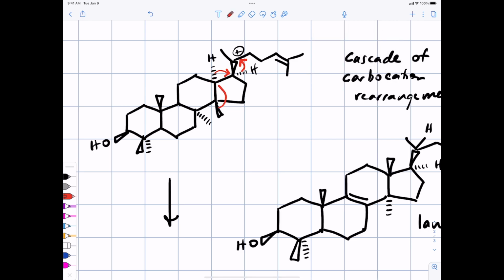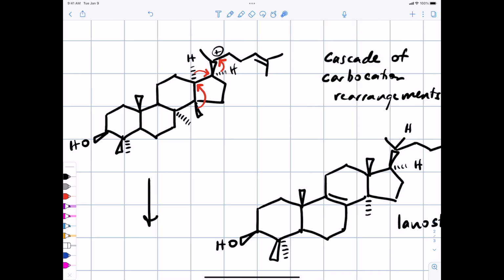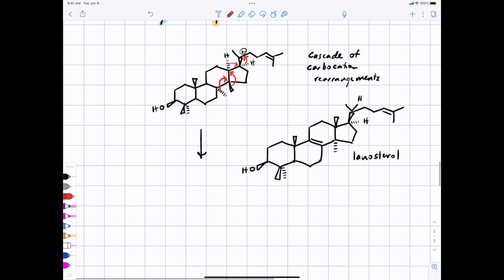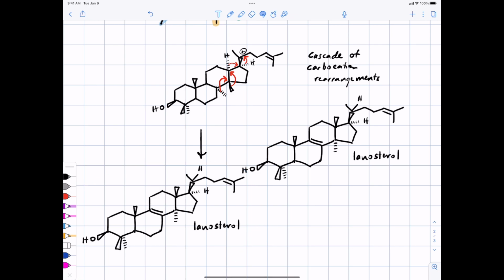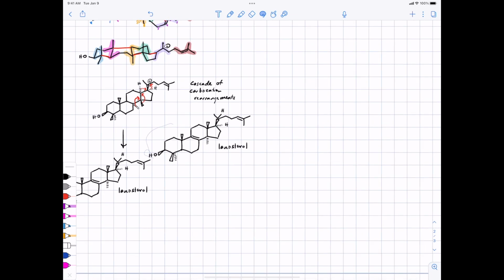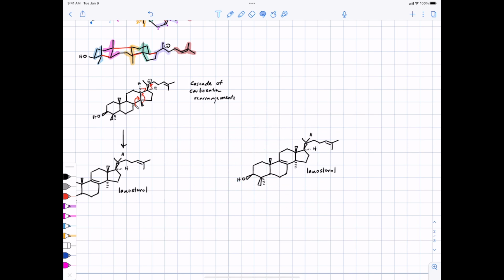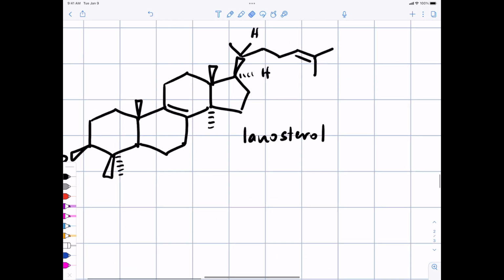Then this carbon leans over and does a 1-2 shift. Notice that the stereochemistry of the groups that shift doesn't change. This proton was down, it shifts over, it is still down. This methyl group was up, it shifts over, it is still up. Lastly, this methyl group can shift over, and that will get you to the precursor to lanosterol, which has a positive charge on that carbon.